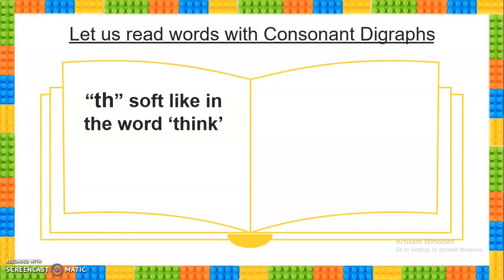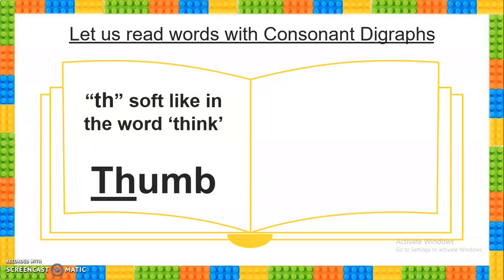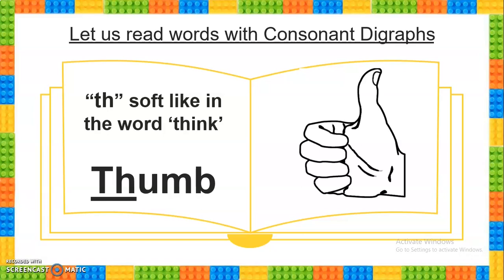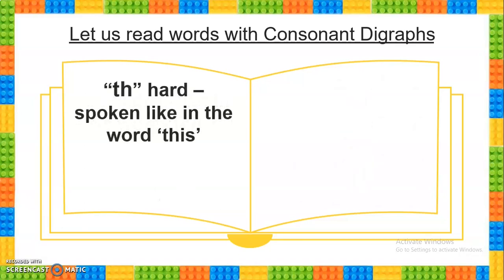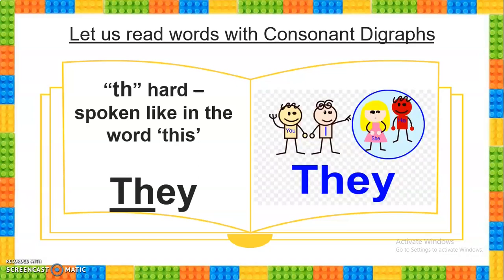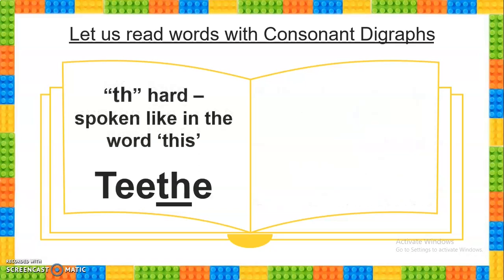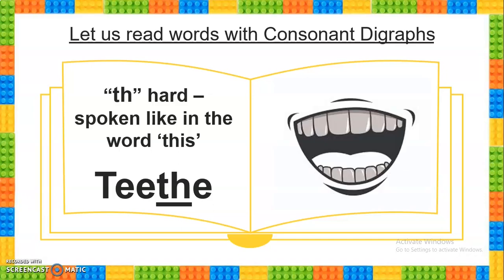Now let's practice in words. First, the th soft, like in the word think, th. Thumb, thumb. Thin, thin. Now let's try the th pronunciation, the voiced or the hard, like in the word this, the, the, this. They, they. These, these.